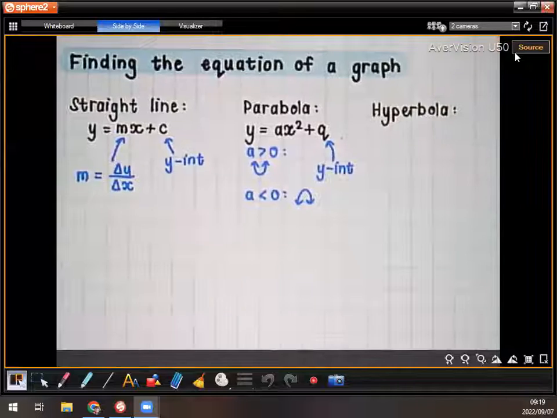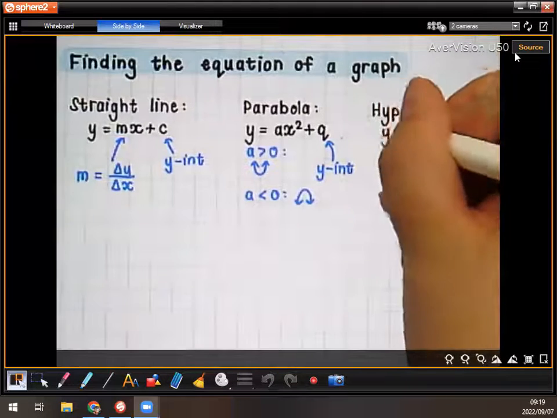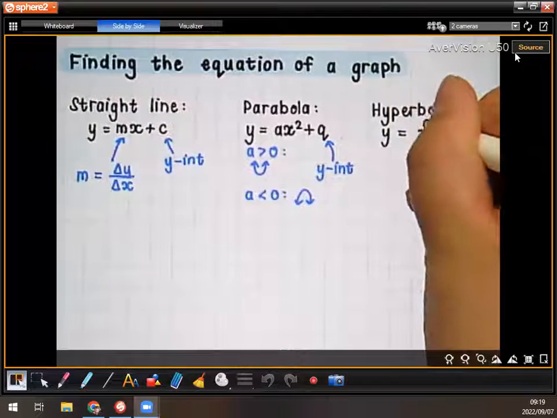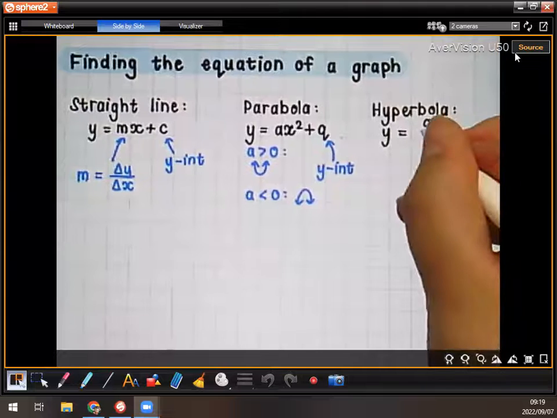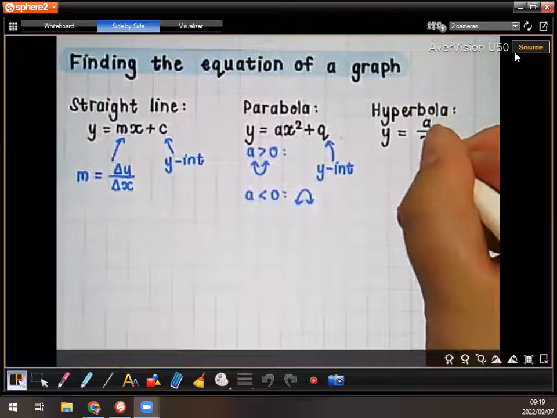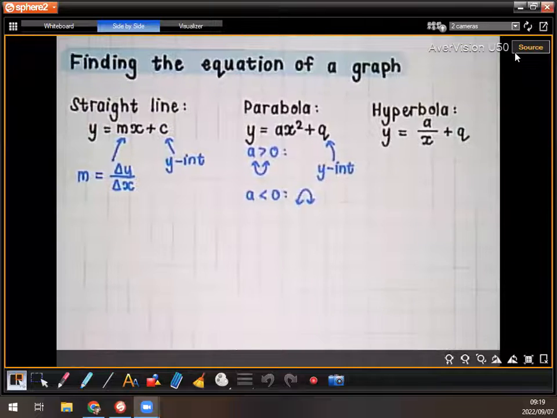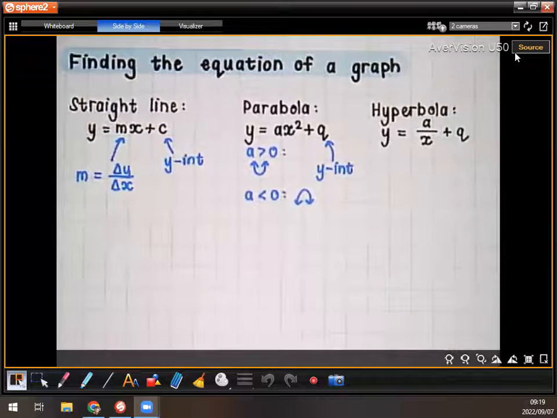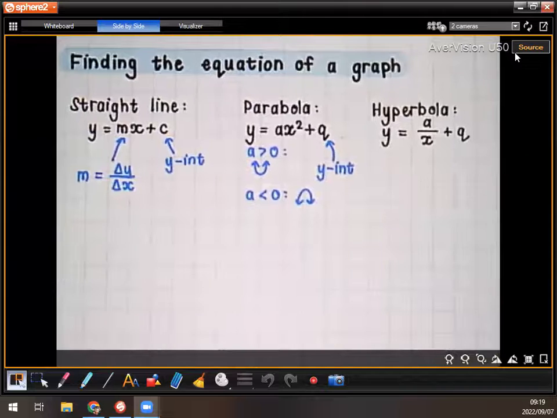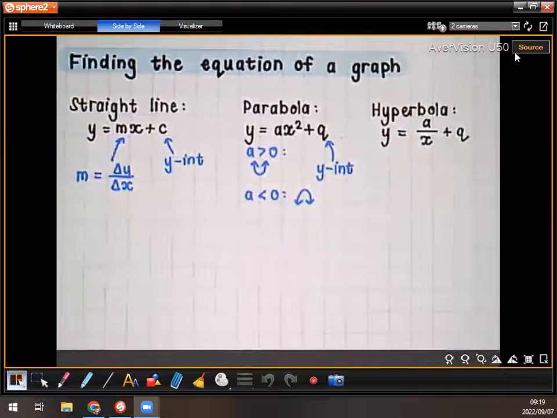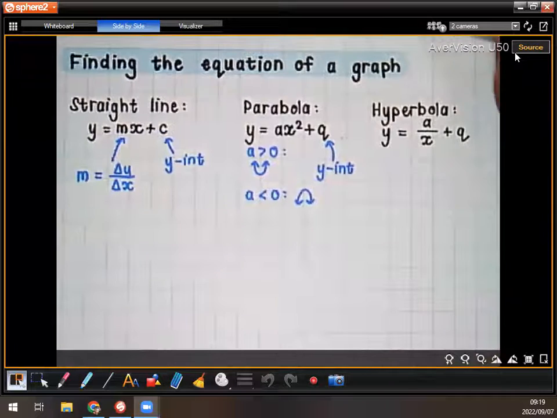Okay, for hyperbola, the standard form is y equals a over x plus q. Now guys, this is the odd one out because q is now not the y-intercept. Q is the y asymptote, if you want to call it that, right? The horizontal asymptote, y equals whatever. That is the q value.